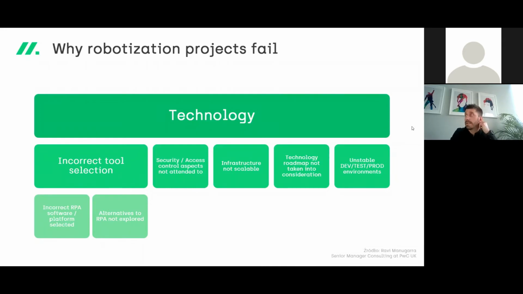And what I can also tell you from my experience, it quite often happens that there are some differences between development and production environment, which can also cause some issues, because we are implementing our robots on the development environment, then we are testing our robots on the test environment, and everything is still fine. But then we are moving our robots to the production environment and it fails. That's why it's really important to have similar environments.